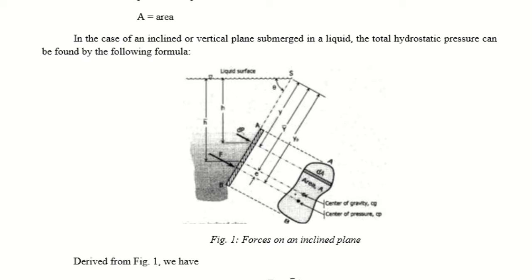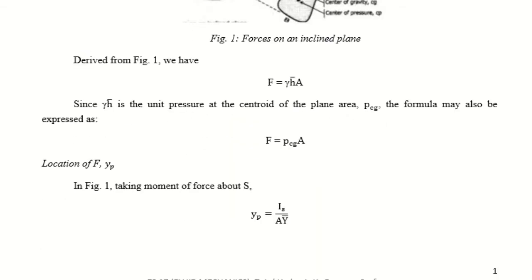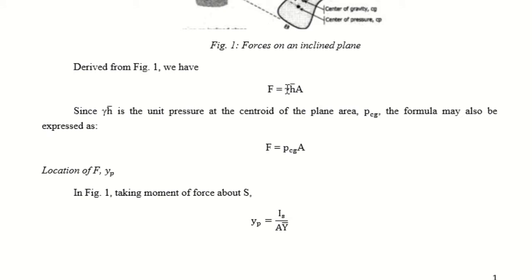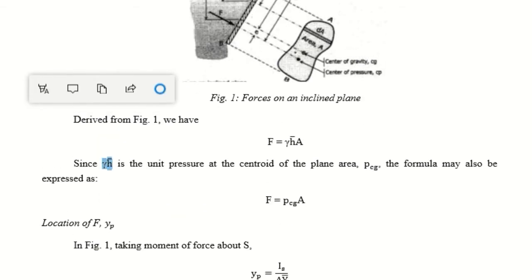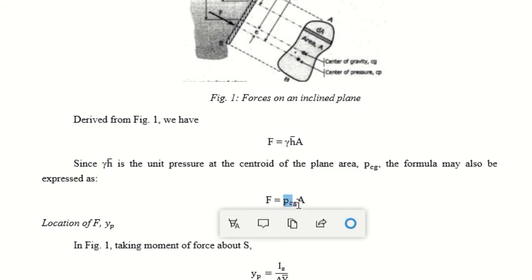So, here, since gamma H bar is the unit pressure at the centroid of the plane area, PCG, as you can see in here, may PCG dito. Ang PCG dyan, meaning to say, yan yung center of gravity na kung saan tumama yung pressure natin or tumama yung force natin. The formula may also be expressed as this one. As you can see from here, di ba yung sabi natin kanina, ito yung pressure, but then itong gamma H bar exists, or yung gamma H bar ay makikita doon sa center of gravity, meaning to say it can also be used as the pressure at the center of gravity times the area.